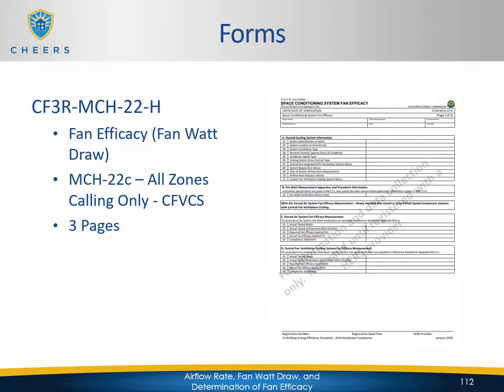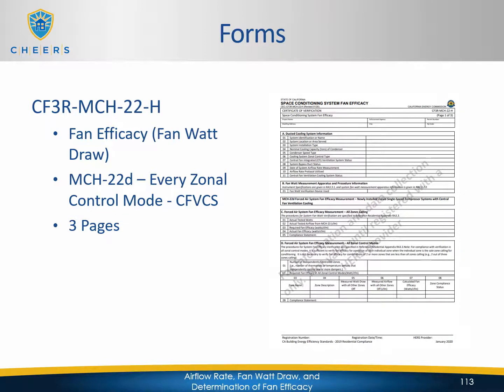The MEC 22C is for all zones calling, but this is for a CFVCS system. So just like the MEC 22A, all zones calling, but this one has some additional information for those CFVCS systems. And then the MEC 22D is for every zonal control mode, but for CFVCS systems. Again, like the MEC 22B, but this one is for the CFVCS.